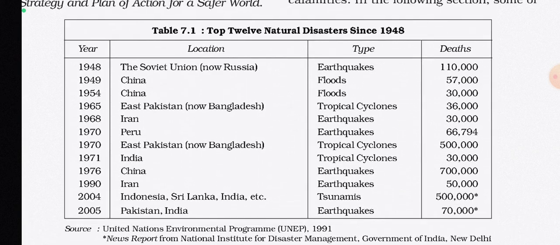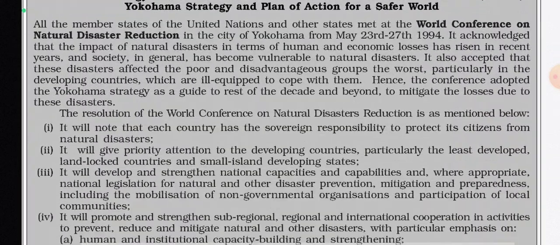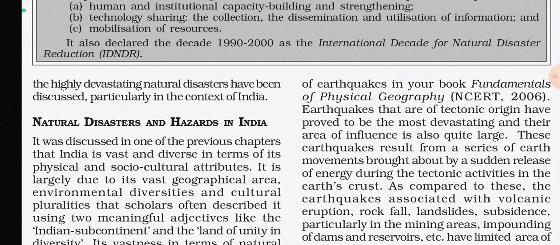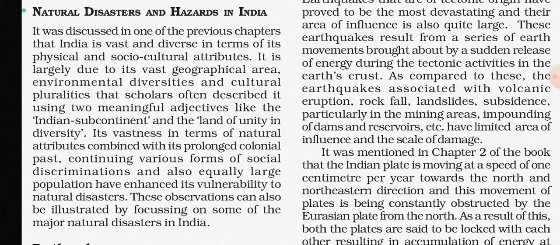ओके, नाउ हम कहाँ पर थे? एक्चुअल लाइन किया था हमारा ये था कि In the following section, some of the highly devastating natural disasters have been discussed particularly in the context. तो एक्चुअल जो टॉपिक है तो यहाँ से आपका स्टार्ट होता है, Natural Disasters and Hazards in India. It was discussed in one of the previous chapters that India is vast and diverse in terms of the physical and socio-cultural attributes.